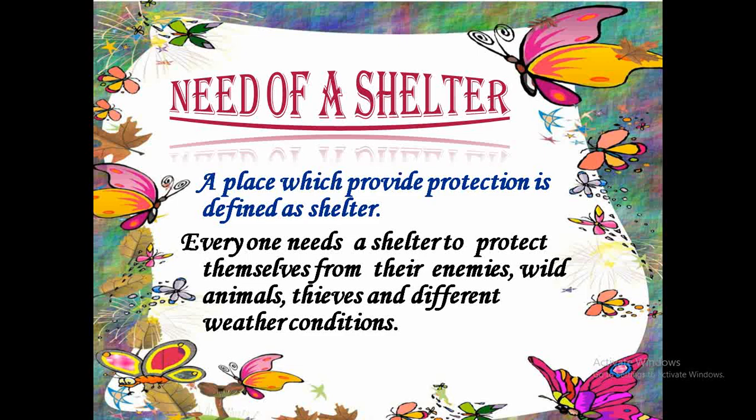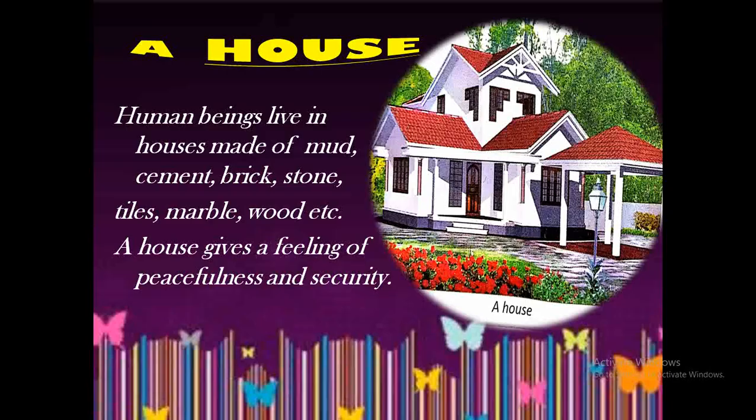For example, human beings need shelter to protect them from their enemies, wild animals, thieves, different weather conditions. Weather conditions means from extreme cold, from hot weather, from rain, etc. A house is a man-made shelter for human beings. Human beings live in a house made up of mud, cement, brick, stone, tiles, marbles, etc. And people live in a house because it gives them the feeling of peacefulness and security.